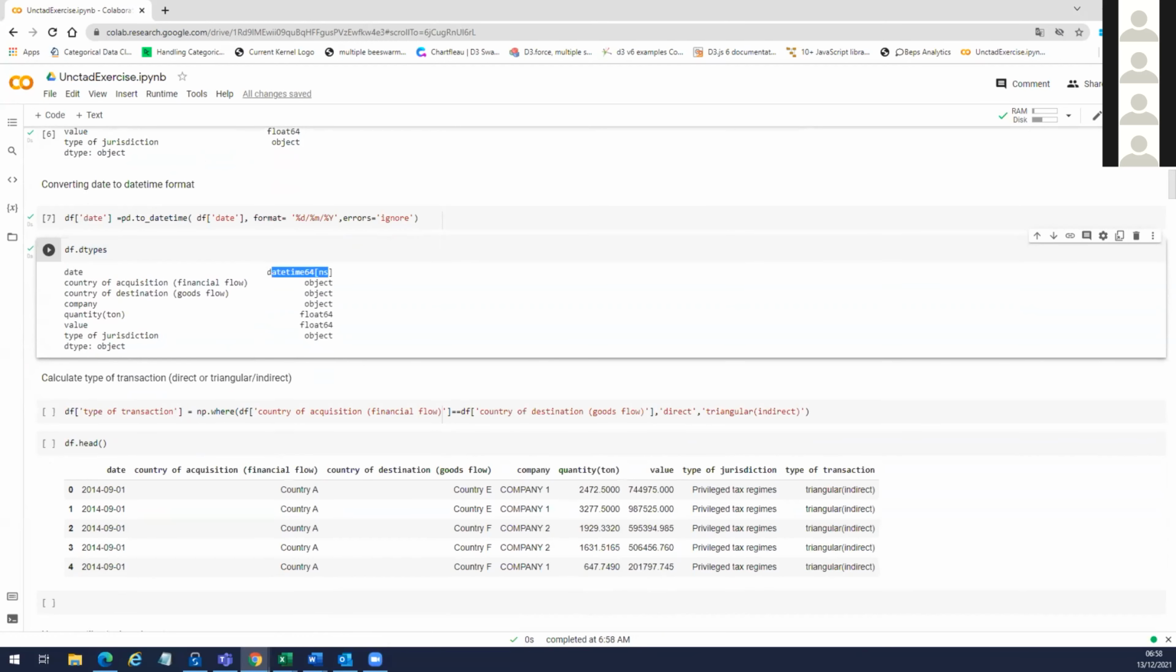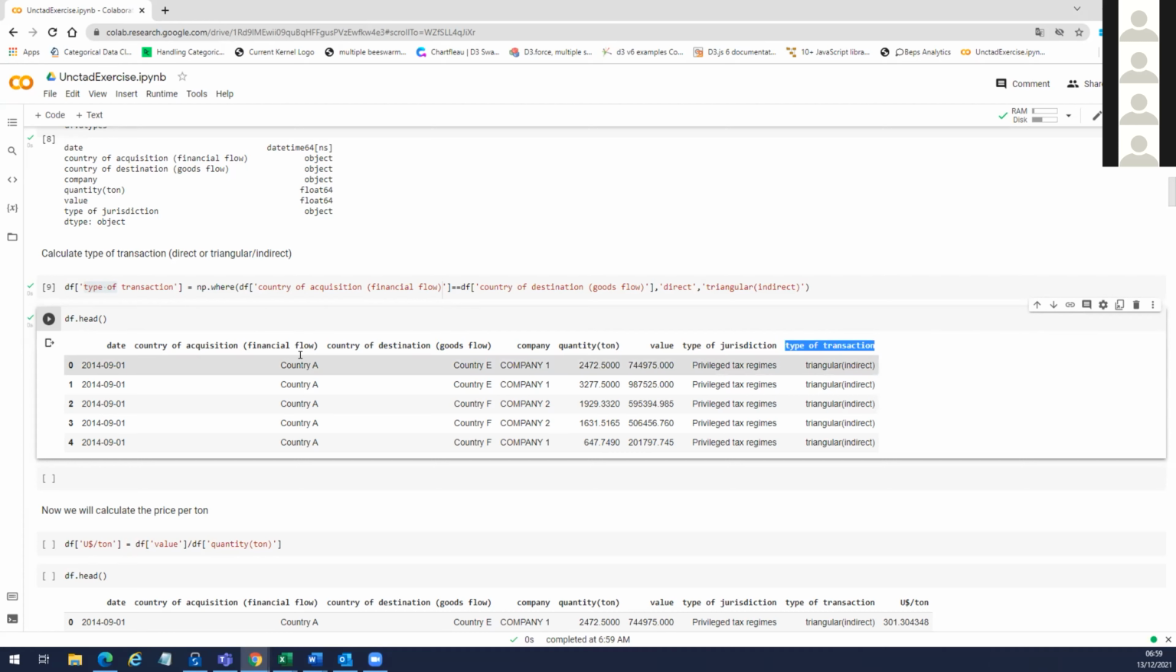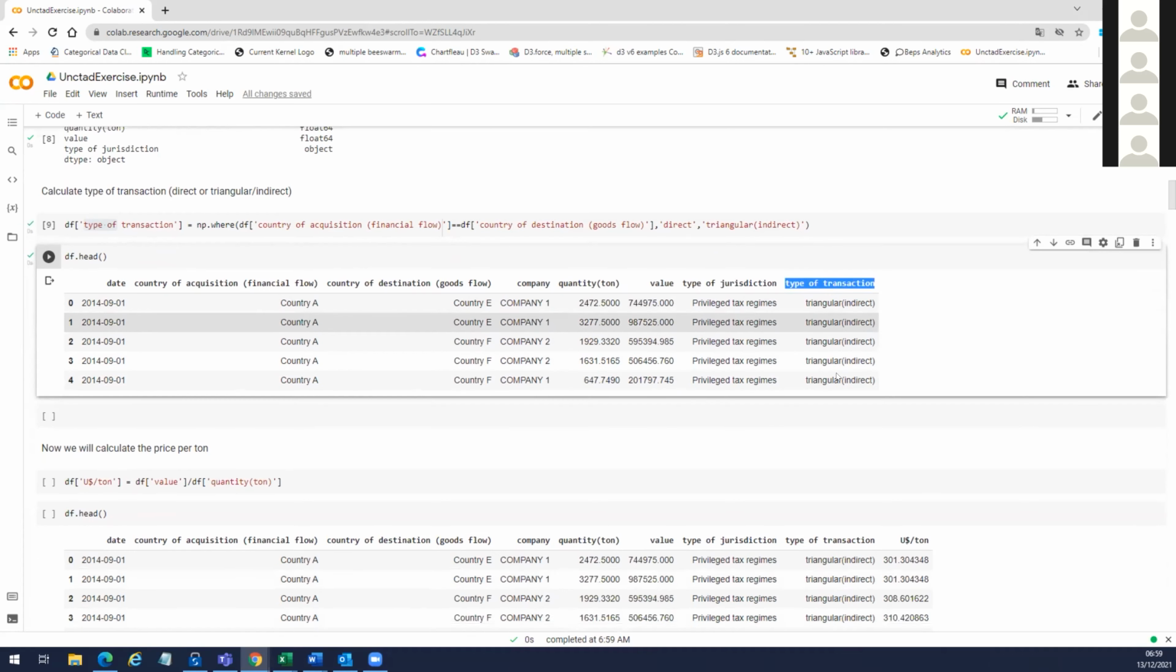The first thing we calculate is the transaction type, whether direct or indirect. It will be direct if the country of acquisition is the same as the destination, as Luciana explained. Otherwise, it will be triangular or indirect. I name the type of transaction and do the calculation in this cell. I will run it, and you can see that now our file has a new column, type of transaction, explaining which kind of transaction it is. If the country is different, it's triangular. All of these first lines are triangular, indirect.